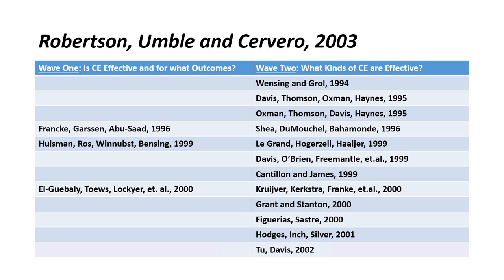A quick look at some of the titles of these articles. Let's take a look at Wensing and Grol's Single and Combined Strategies for Implementing Changes in Primary Care, a Literature Review. If we look at Grant and Stanton, we can come up with a title of The Effectiveness of Continuing Professional Development. So we're beginning to see a switch in terms of performance and continuing professional development.